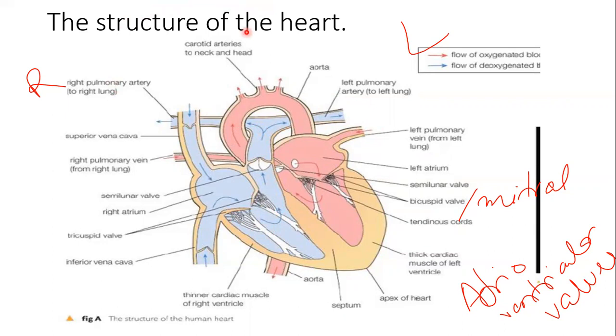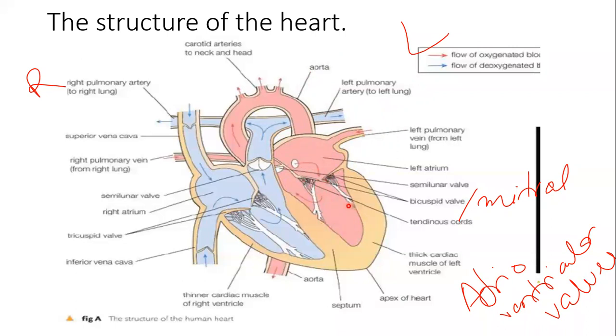After being oxygenated, it will return back to your left atrium through the pulmonary vein. It will enter back into the left atrium through the pulmonary vein. And what is going to happen over here? Your atrium is going to again contract. The bicuspid valve or the mitral valve will open. The blood will pass from the left atrium to the left ventricle.